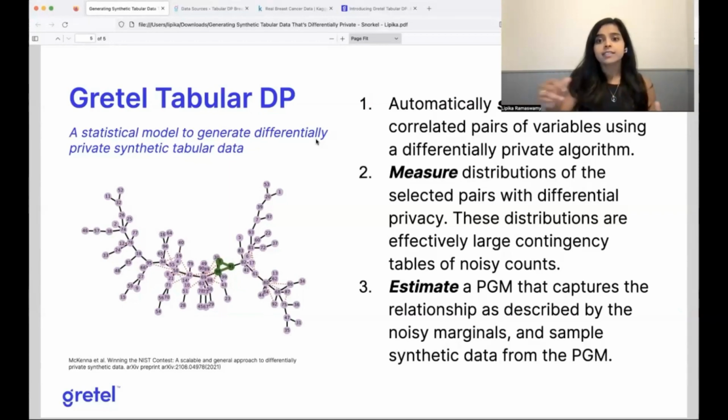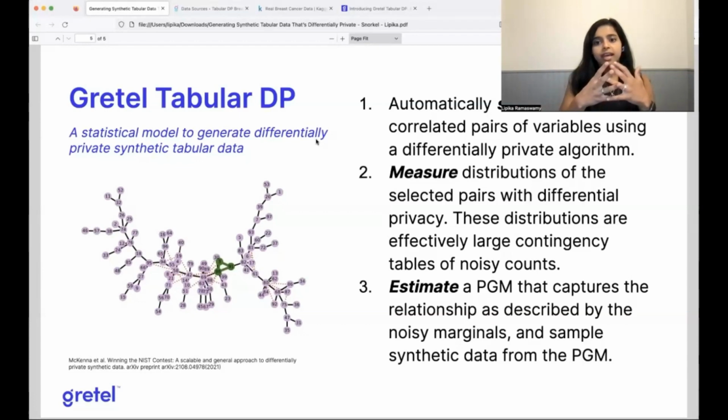So not every single pair of variables, right? We're just selecting a subset using a differentially private algorithm. It's a differentially private version of the minimum spanning tree algorithm. So then we take all those selected subsets of correlated variables, and we measure their distribution. You can think of this as a massive contingency table, right? You have a cross tabulation, you have counts of where one value was seen in one column and another value was seen in another column. And we add a little bit of noise to this to maintain differential privacy.